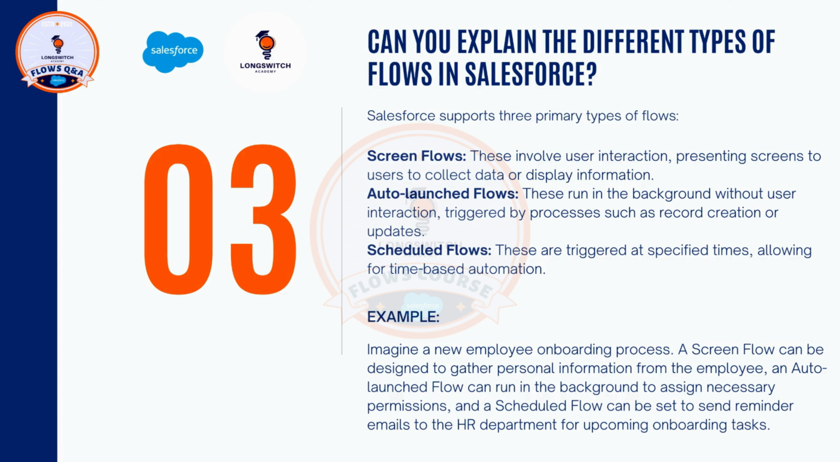Let's see a practical example. Imagine a new employee onboarding process. A screen flow can be designed to gather personal information from the employee. An auto-launched flow can run in the background to assign necessary permissions, and a scheduled flow can be set to send reminder emails to the HR department for upcoming onboarding tasks.